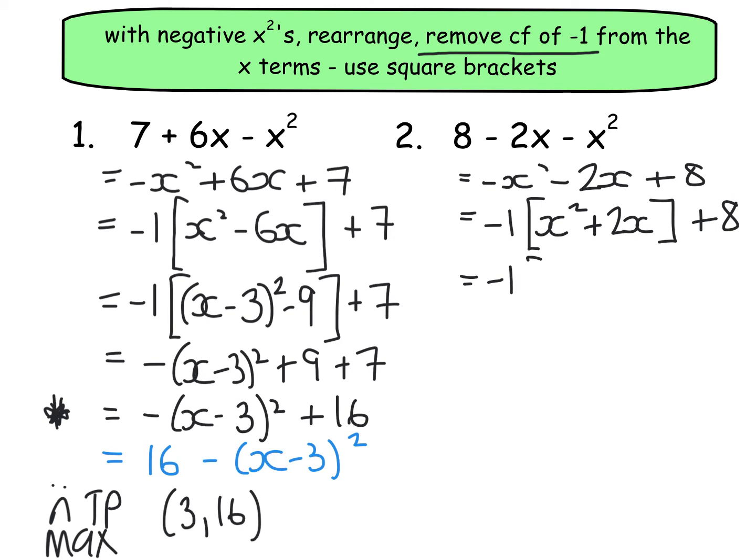So I'm going to complete the square inside the bracket now. So x plus half of 2 is 1. So x plus 1 all squared. I take away 1 squared, so I take away 1. Don't forget to close your bracket, plus 8 on the end.